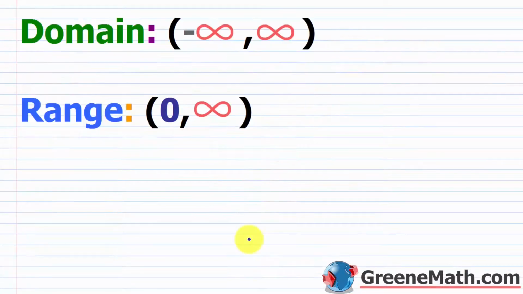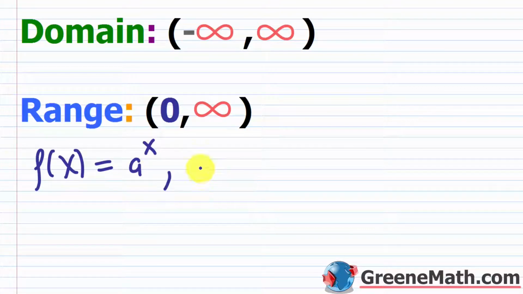Now, before we get into some graphs, I want to talk about the restrictions involved with the base. And I want to tie this into the domain and the range and explain why there's an asymptote at the x-axis. So you'll have a horizontal asymptote there. So let's start out by just listing this again. We have f(x) = a^x, where a is our base. And the restrictions are that a, the base, has to be greater than 0, and also a, the base, cannot be equal to the number 1.